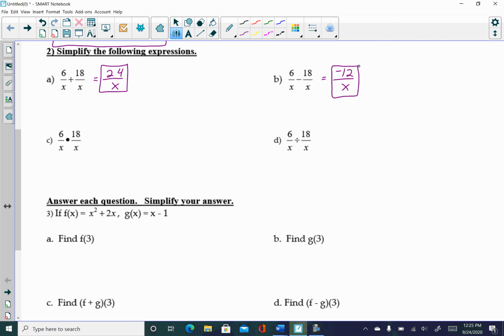The rule for multiplication, when you're multiplying two fractions, you just multiply straight across. So up top, 6 times 18, 108. On the bottom, x times x, x squared. And then that would be your final answer.